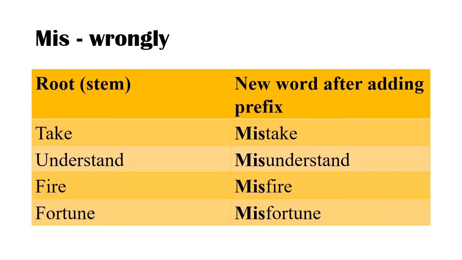Mis means wrong or wrongly. The words formed after adding prefix mis are mistake, misunderstand, misfire, misfortune.